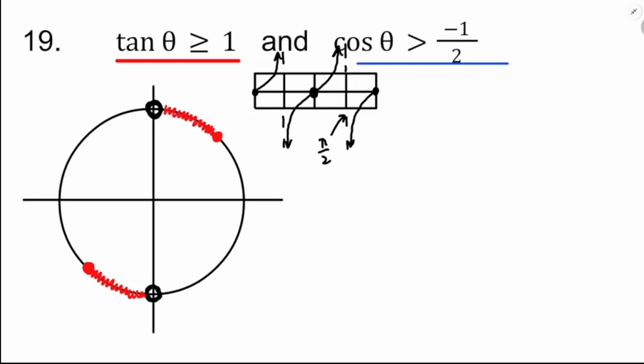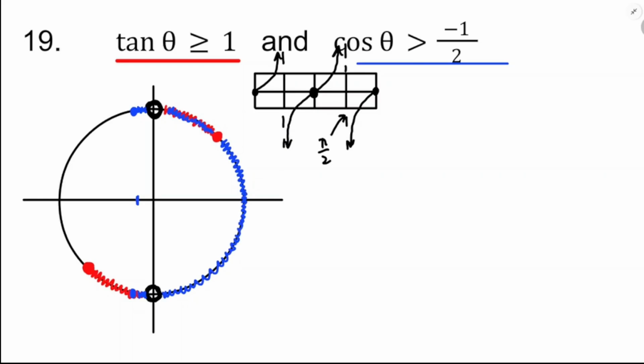Cosine of theta is greater than negative 1/2. Okay, well, I'm going to go to where cosine equals negative 1/2, and that's really not very far over on the unit circle. Okay, so I go and I look for points on the unit circle here and there. And if cosine is greater than that, I'm looking for all of the spots to the right of that on the unit circle. Okay, that part as well, all the way through here.